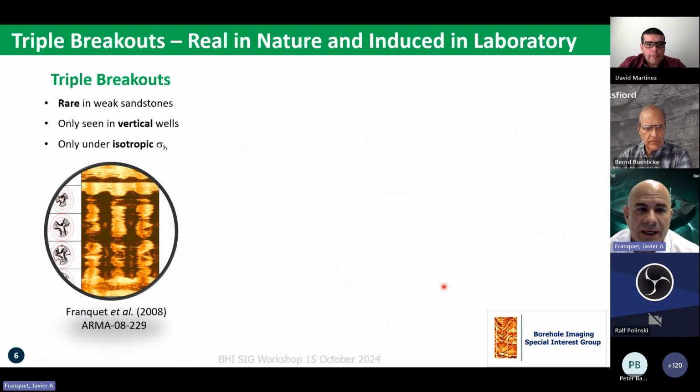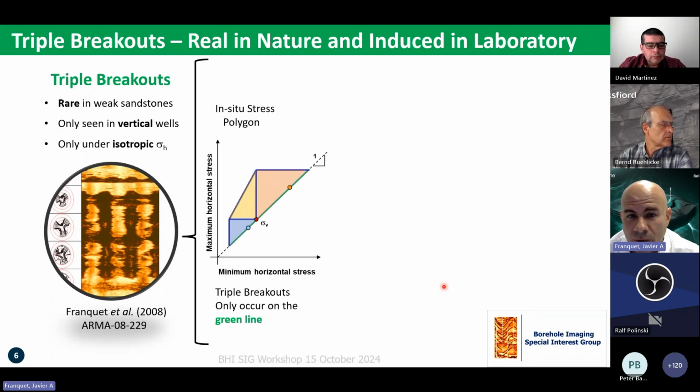Now, talking about the triangular breakout, as I said, they are more rare, and actually there is a lot of work on this from the University of Wisconsin, and this is a stress polygon. This is one of the publications that really encouraged me to write this paper in 2008, because there was a lot of controversy saying that these breakouts were created by the drilling stabilizers. And we proved in one well that the orientation of the stabilizers did not match the triangular breakout. So we came to the conclusion that these are real and happen in nature.